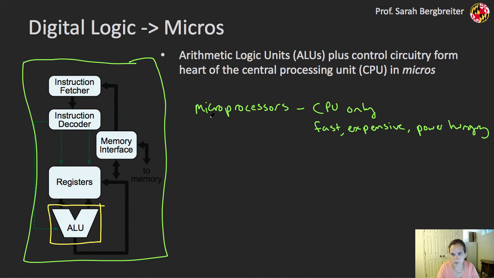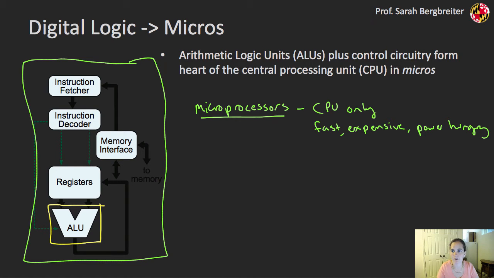So there are a lot of different kinds of micros. Microprocessors will be the one that you're probably most familiar with. Those can be found in your smartphone or in your laptop. That's a CPU only. A CPU is a central processing unit, which is effectively this block over here. These are fast, they're relatively expensive, and also typically very power hungry. They actually require you to plug them into a wall, at least on a relatively frequent basis, as in the case of your phone.